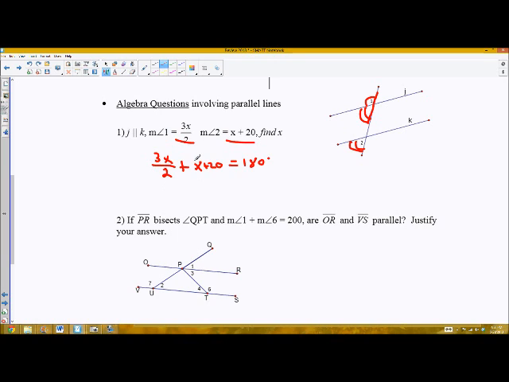To solve this, I'm going to multiply the entire equation by 2 to get rid of my fraction here. When I distribute this 2 to every term, I end up with 2 divided by 2, which cancels out, leaves me with 3x. 2 times x would be 2x. 2 times 20 would be 40. And 2 times 180 would be 360. Then I will combine my x's to get 5x, subtract my 40 to the other side, I get 320, and divide both sides by 5, and I get 64.